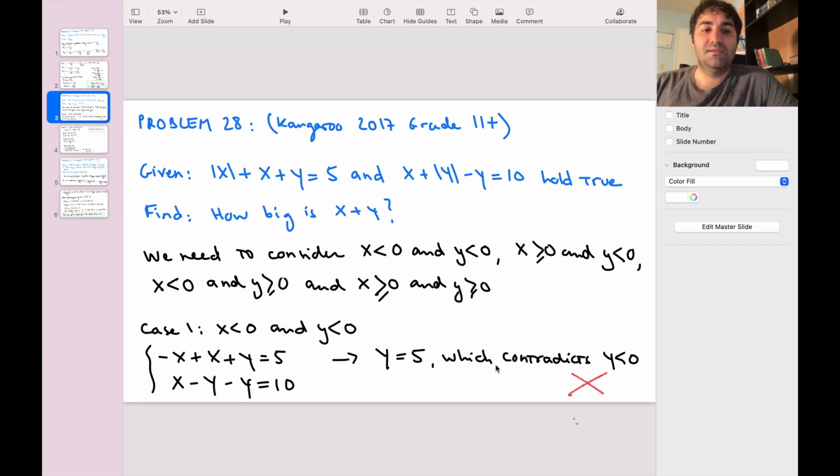So for case 1, absolute value of x is going to be negative x. So we get minus x plus y equals 5. And then absolute value of y turns into minus y, so you get x minus y equals 10. Well, if we look at the first equation, the x's cancel and we get y is equal to 5. But that's a contradiction, right? Because y is supposed to be less than 0. So it's not going to be case 1.